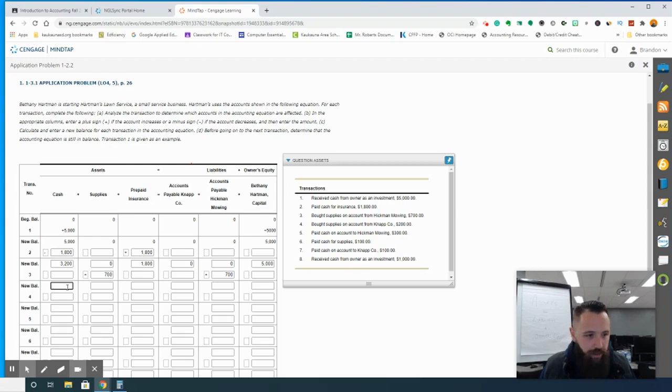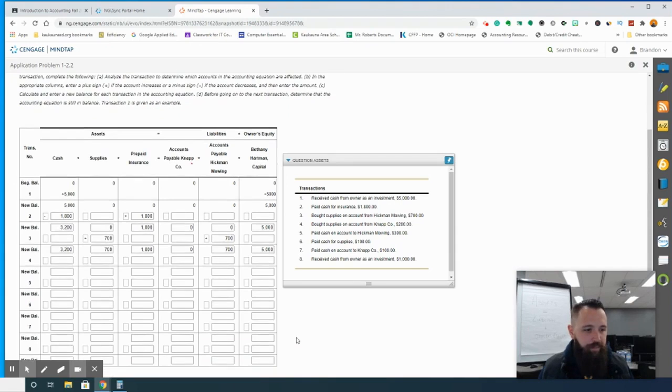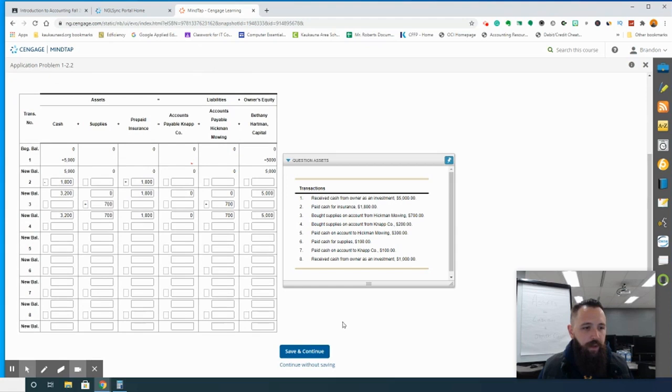Now let's balance everything out. So we have 3,200 on the left-hand side. Looks like supplies went up to 700. Prepaid insurance is at 1,800. Accounts payable is still at 0 for Knapp and Company. And then Hickman Mowing went up 700. And our capital stayed the same. There we go.